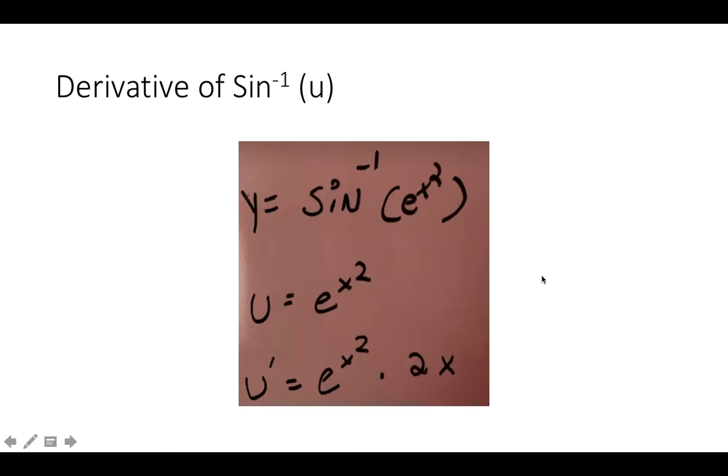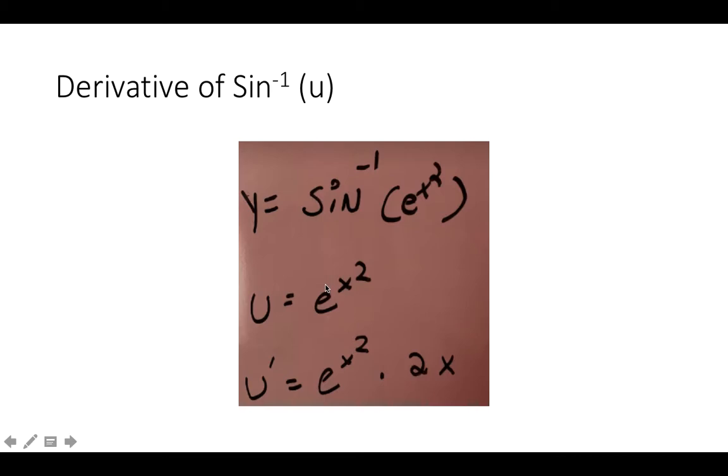Alright, so let's start with an example first. The function inverse sine of e to the x squared. How are we going to find the derivative of this? Let's first of all find our u. What's our u? Our u is going to be e to the x squared. Now we got our u done, right? What's the next step we want to do?